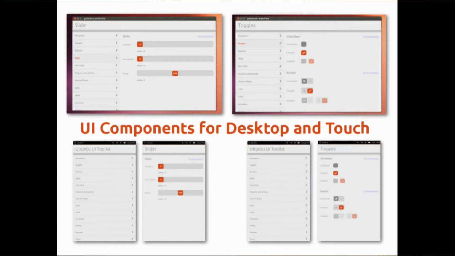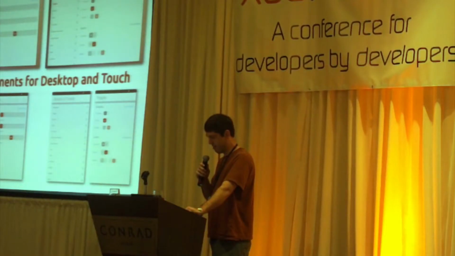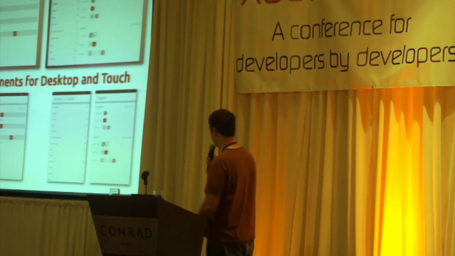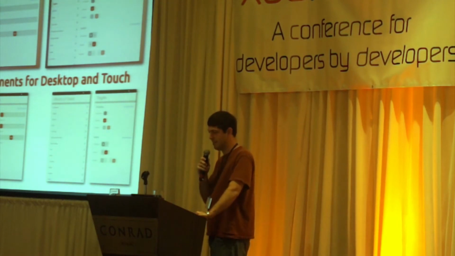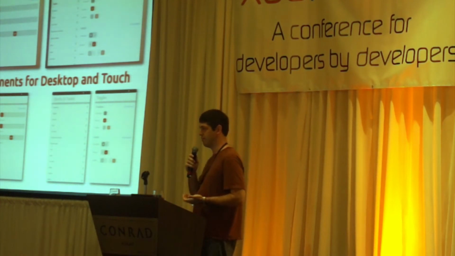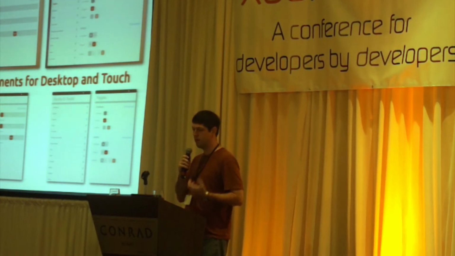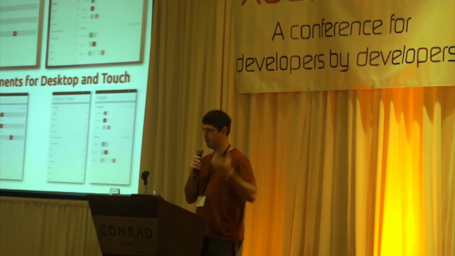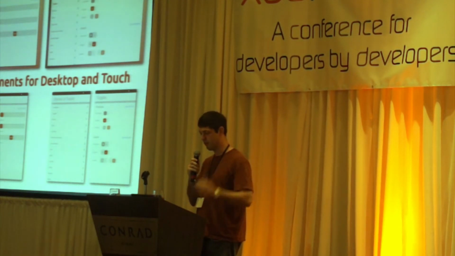So the first thing is the components themselves, which we provide. These are based on Qt Quick 2. We provide buttons, sliders, progress bars, all of the basic components that you would expect in a toolkit. And as you can see, they run perfectly fine on the desktop, just as they do on touch devices. In fact, any application that you write for Ubuntu Touch using the SDK will run just as well on the desktop. It'll just come up in a window instead of going full screen.